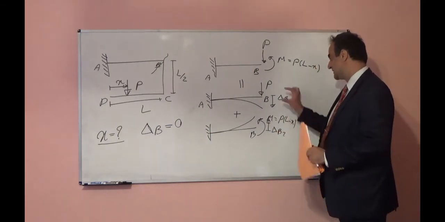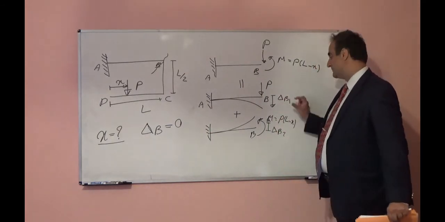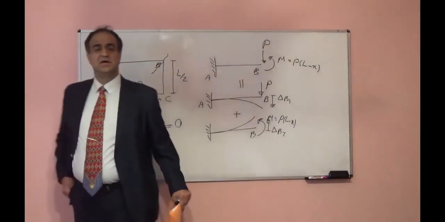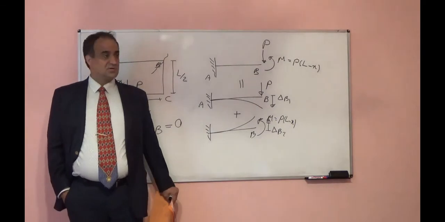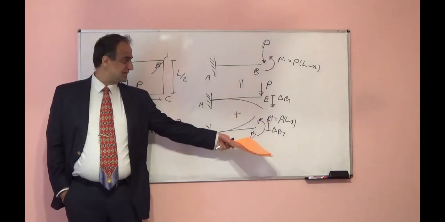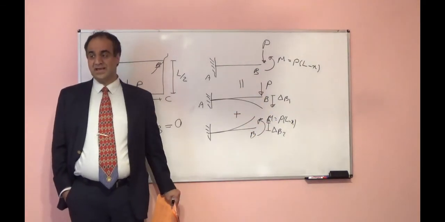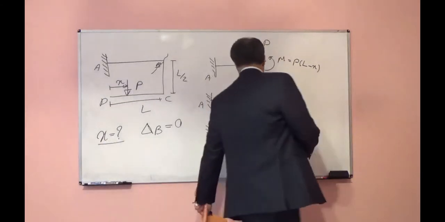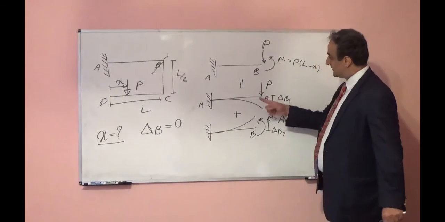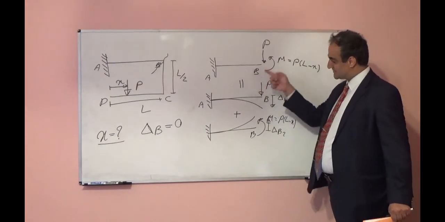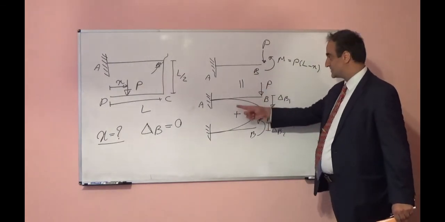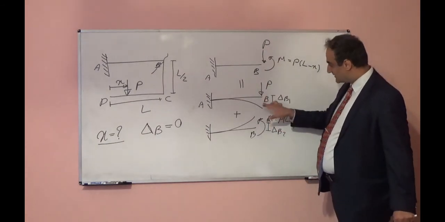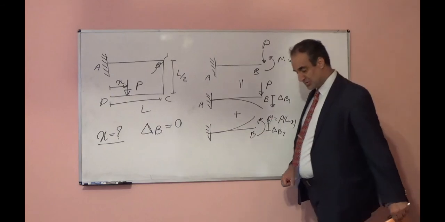If the magnitudes of these two deformations are equal, then delta B will be equal to 0. Why? Because one of them is downward, another is upward, and the magnitudes are equal, so they will cancel each other. And you see, from superposition, I can divide this system into these systems. The load I'm applying here, then the moment. If I add these together, I will get the initial structure.